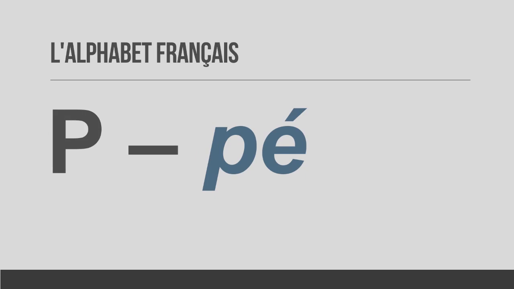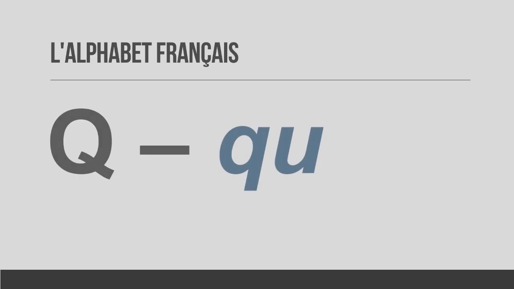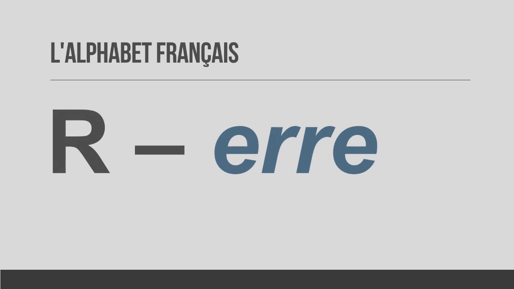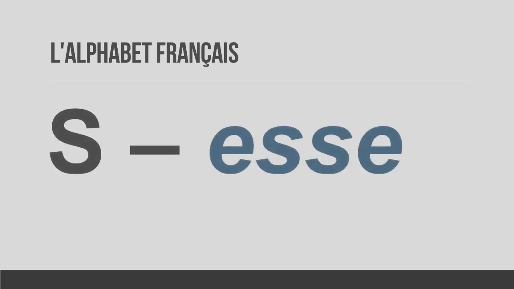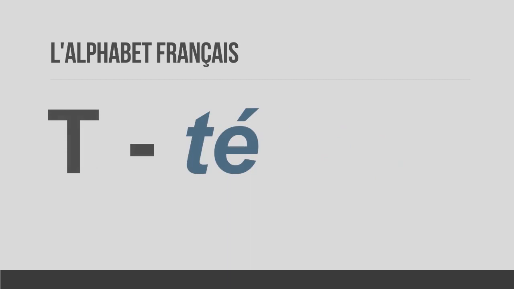P. P. P. Q. Q. Q. R. R. R. Notice the sound of R. R, R, R. If you don't know how to pronounce the R now, you better practice. S, S, S. T, T, T.